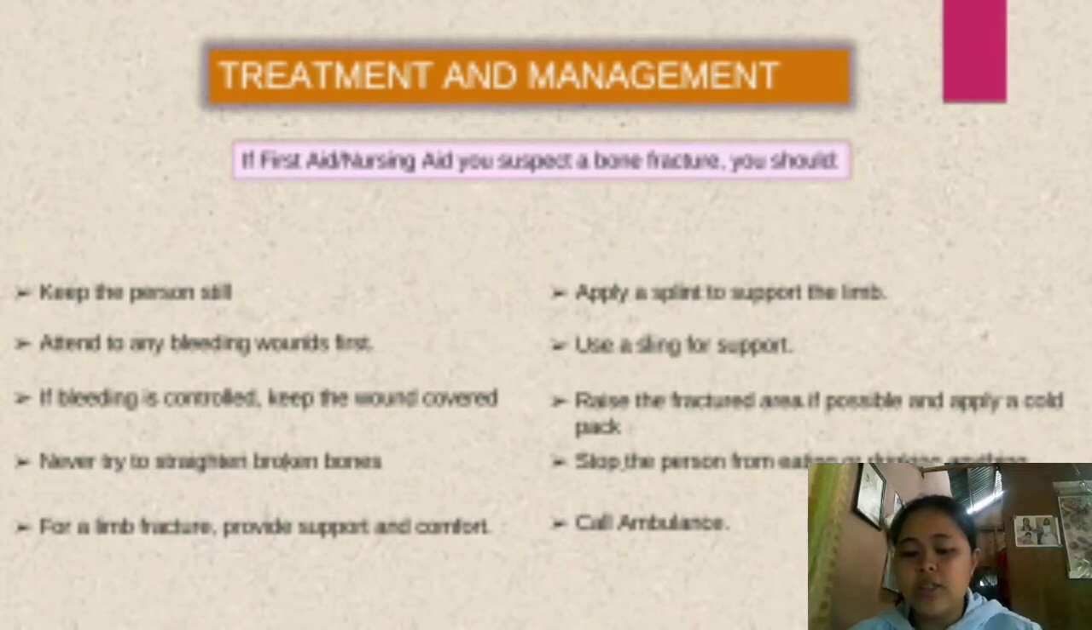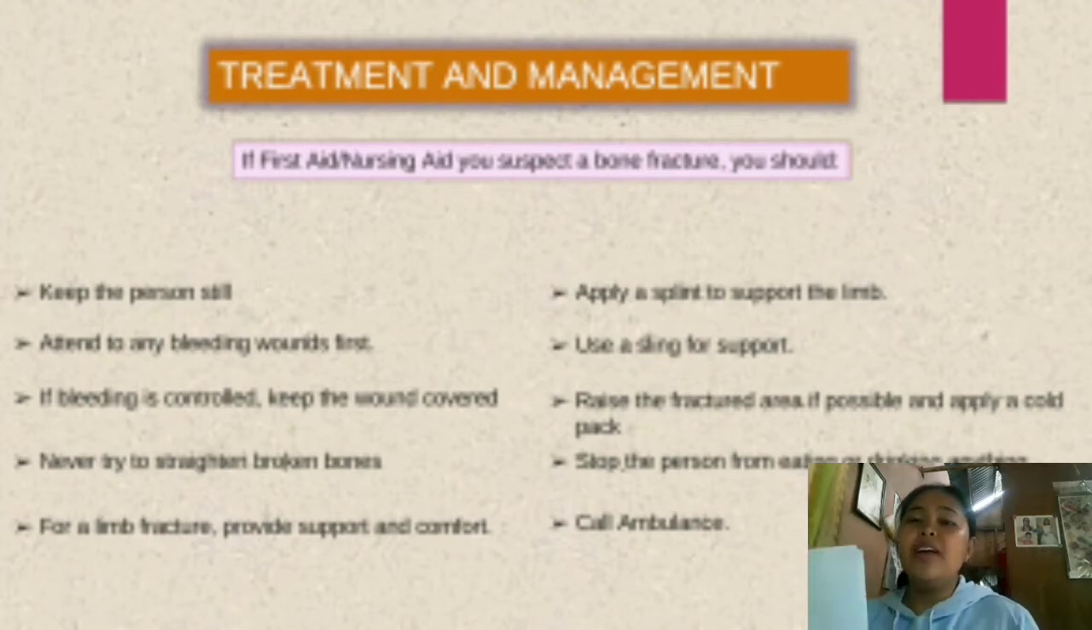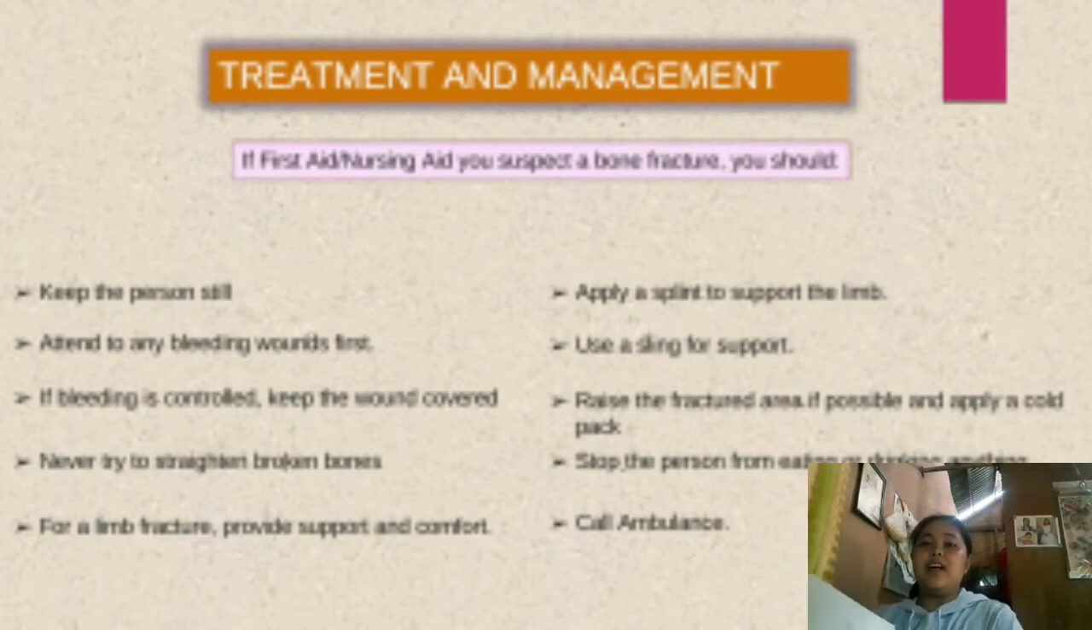Next is use a sling to support an arm or collarbone fracture. Katong ginagamit nila mostly makapalit nakasulay ko ana pero diri sa arms, sa arm nako ipapalit mi atong kuan, sling siya na sling arm. Next is raise the fracture area if possible and apply a cold pack to reduce swelling and pain.